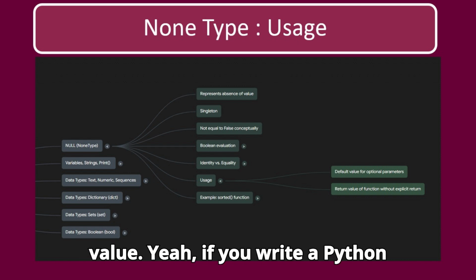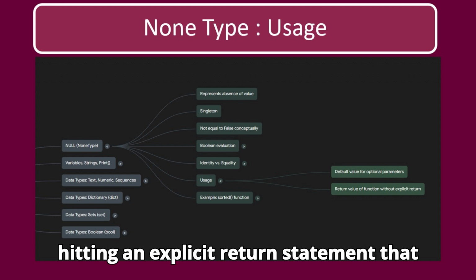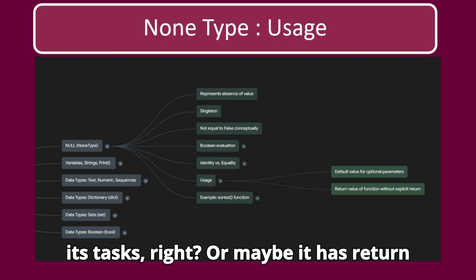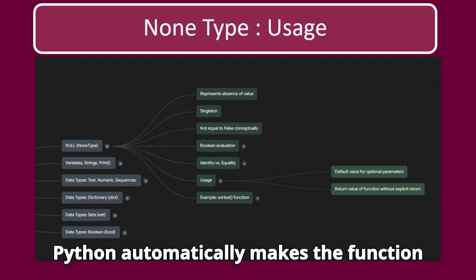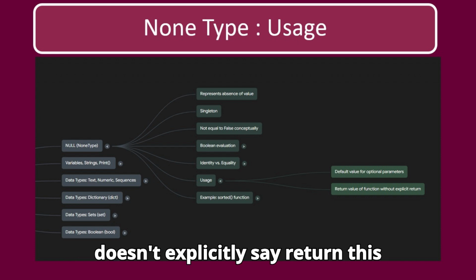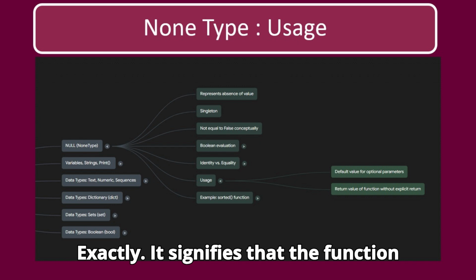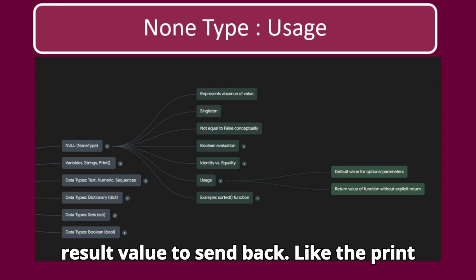Implicit return value. Yeah, if you write a Python function and it gets to the end without hitting an explicit return statement that gives back a value. Like it just finishes its tasks. Right. Or maybe it has return but nothing after it. In those cases, Python automatically makes the function return None. Oh, okay. So if a function doesn't explicitly say return this specific thing, it silently returns None. Exactly. It signifies that the function completed, but didn't produce a specific result value to send back.